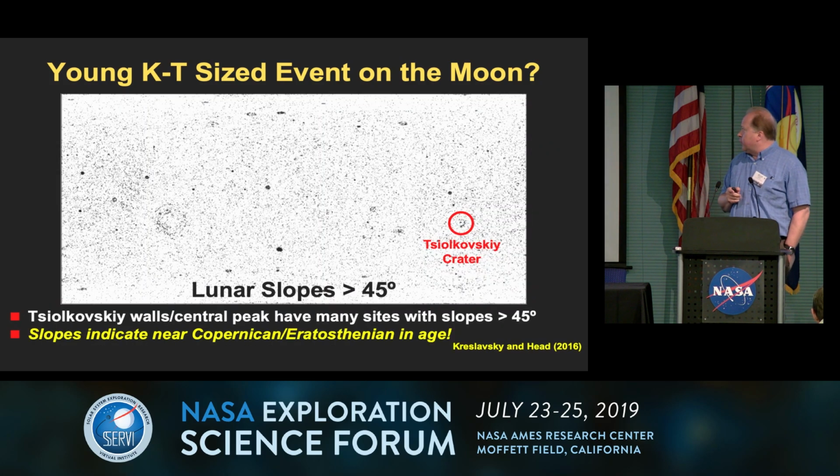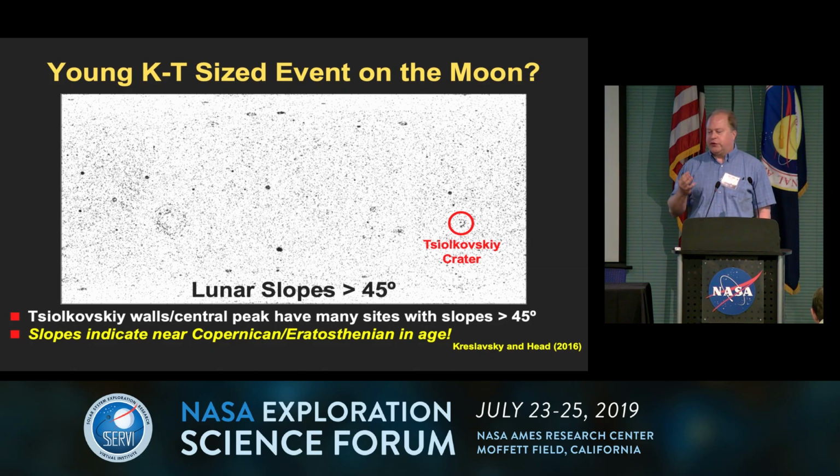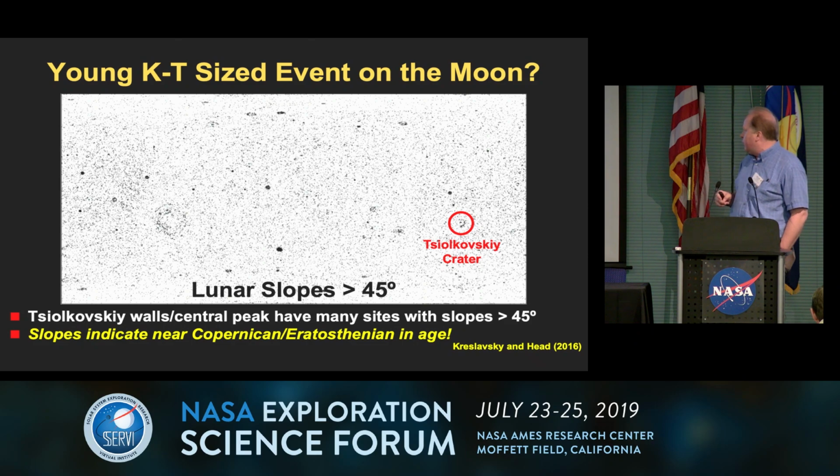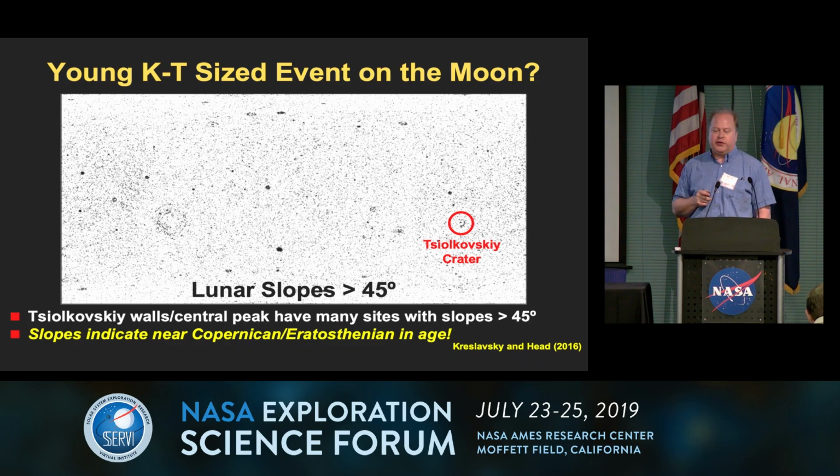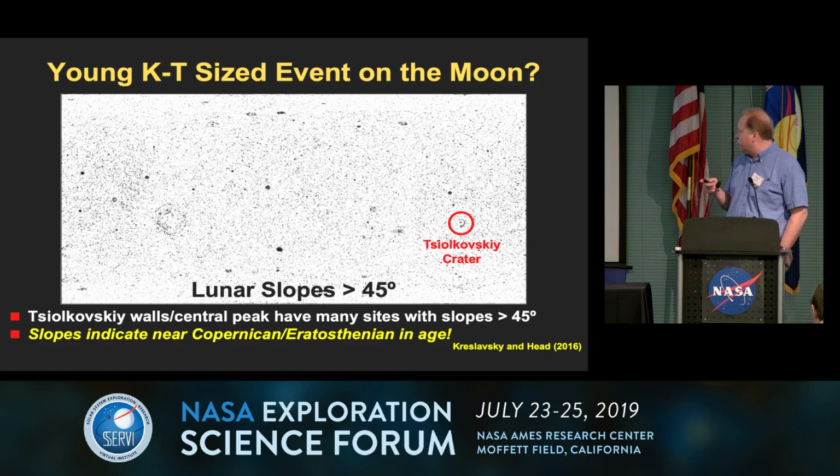The second thing that's interesting about Volcanism crater is if you look at the steepest slopes we have on the moon. So here's all the places where we have slopes greater than 45 degrees or so. There's lots of different regions, but the one place that sticks out really prominently is Volcanism crater. And the people that did this paper, Kraslovsky and Head, suggested this could indicate this crater is actually Copernican age or Eratosthenean age, or for those that don't think about eras, that means on the order of 2 billion years old or so. Okay, so that's really interesting too.